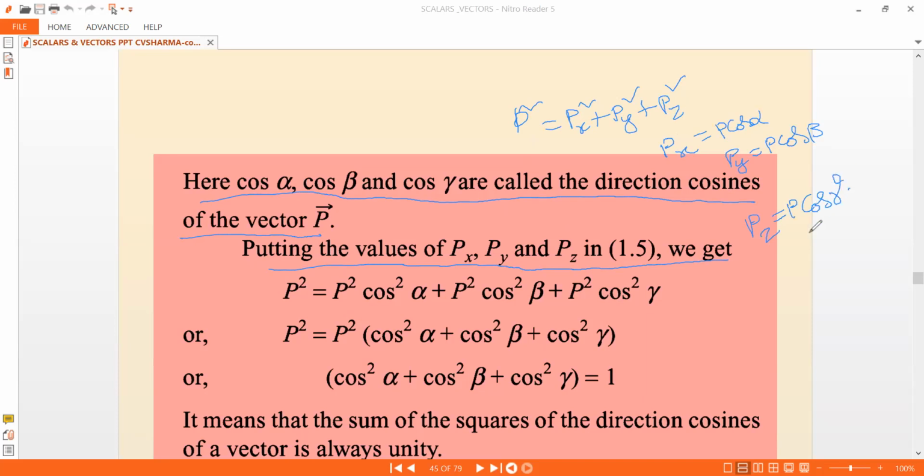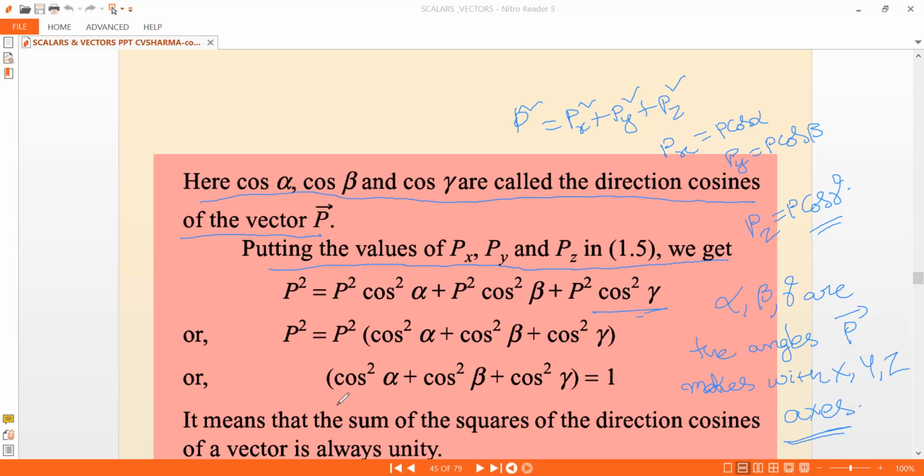So what is alpha, beta, gamma? Alpha, beta, gamma are the angles P bar makes with the XYZ axis. That is the crux of what you need to know. And then when you plug in, you get a relationship that cos square alpha plus cos square beta plus cos square gamma is equal to 1, once you remove P square, which can be cancelled out on either side.